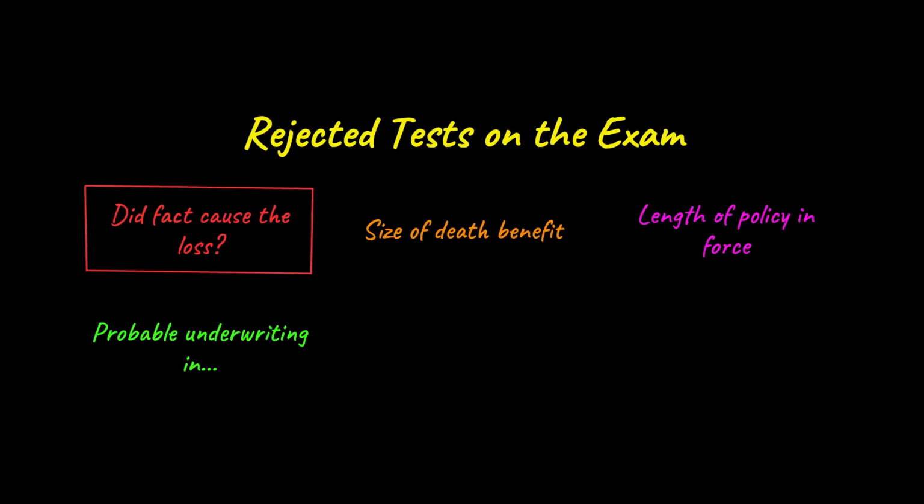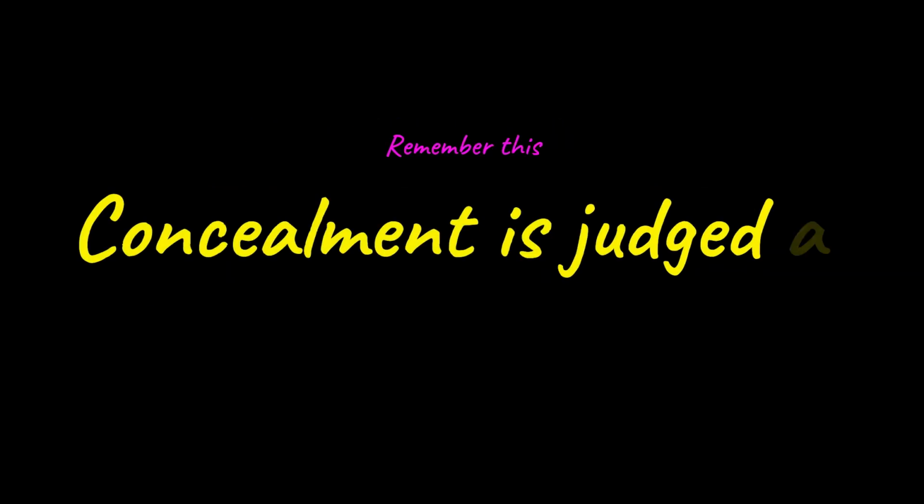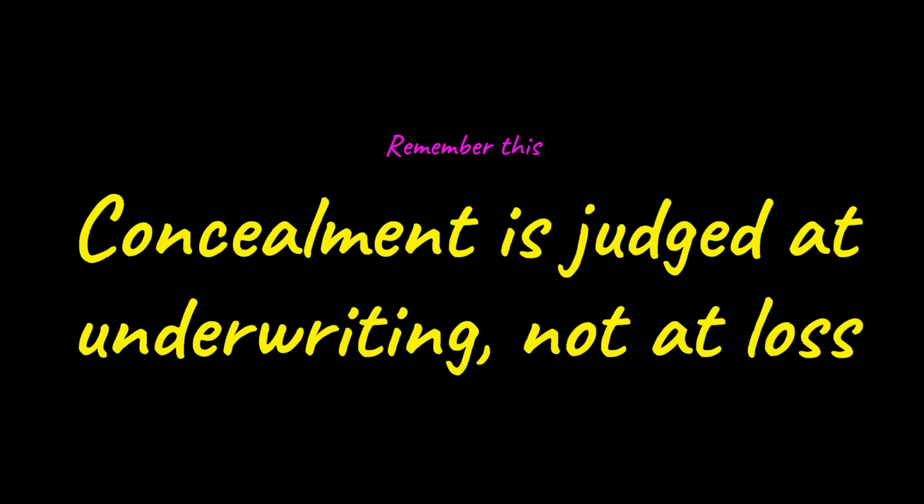The exam builds traps from tempting but wrong tests, whether the fact caused the death, the size of the death benefit, or how long the policy was in force. None of these control. Only probable influence on the underwriting decision states the rule. The unrelated cause of death does not launder the concealment. California locates the harm at underwriting, so a hidden fact can sink a claim even when it never touched the loss that triggered it.